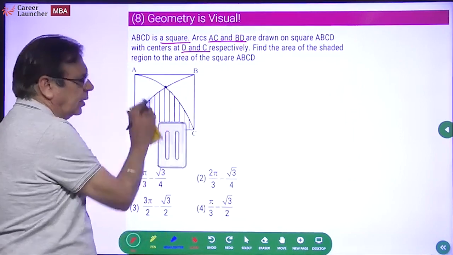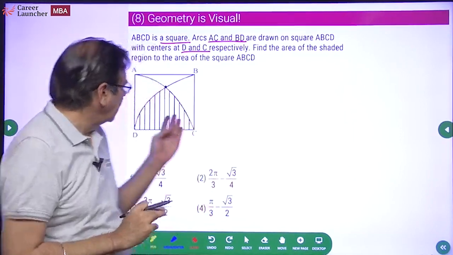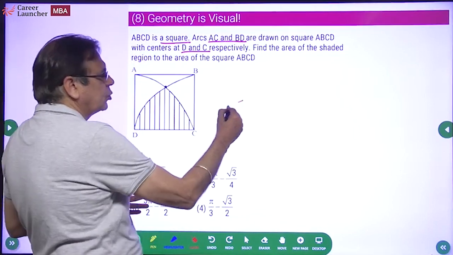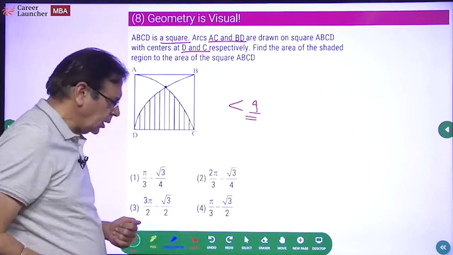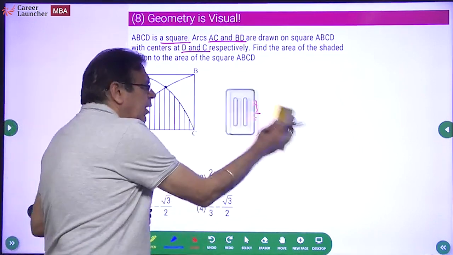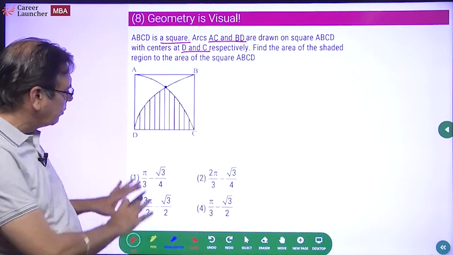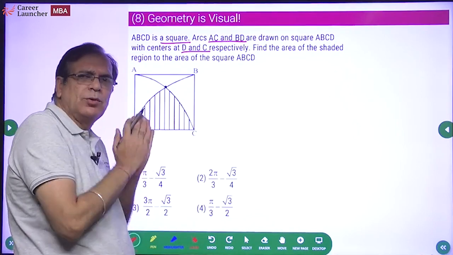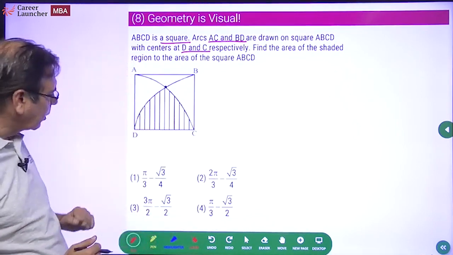Okay. Now, the first thing: is it too much to say that the area of the shaded region is less than the area of the square? Or in other words, my answer should be less than 1. Okay. Now, go to the choices. Please check the choices. Whenever you have choices which are such stupid looking numbers, you'll end up in a situation where there will be some stupid choices, some illogical choices. Let's look at each of these choices.